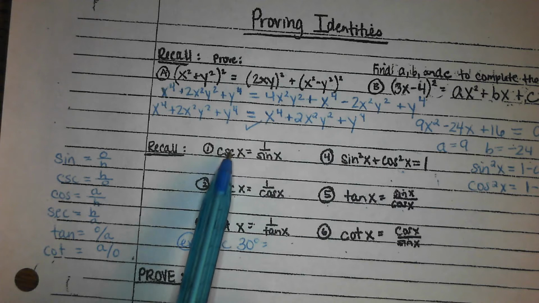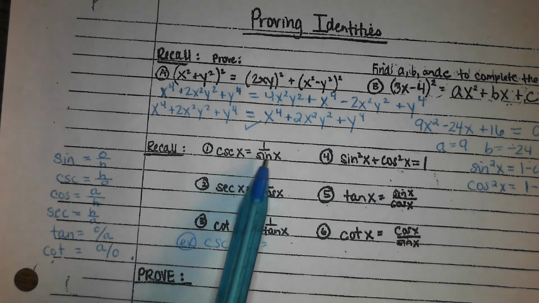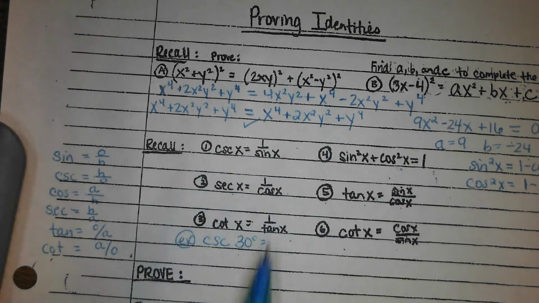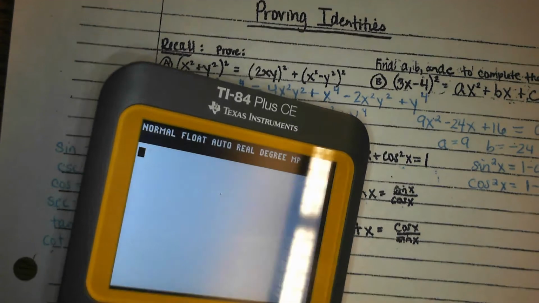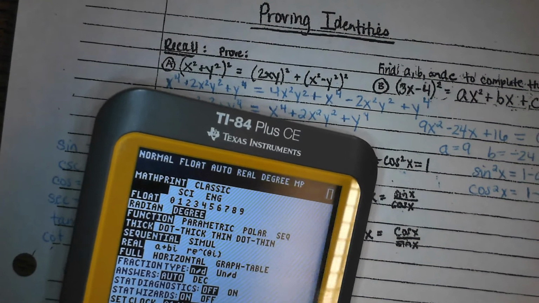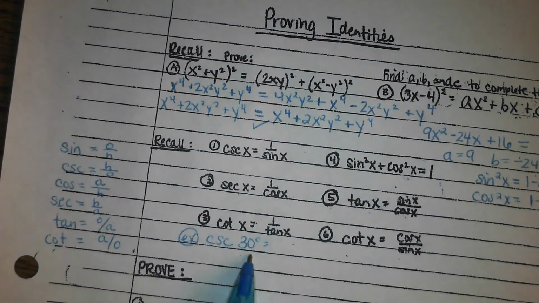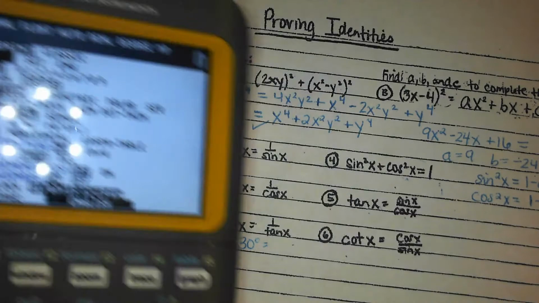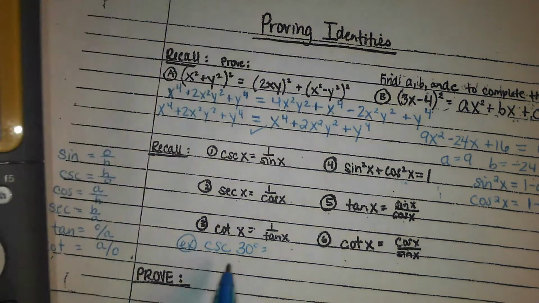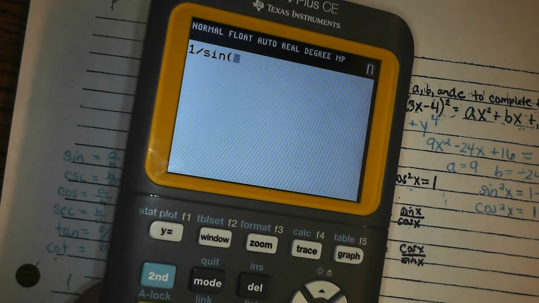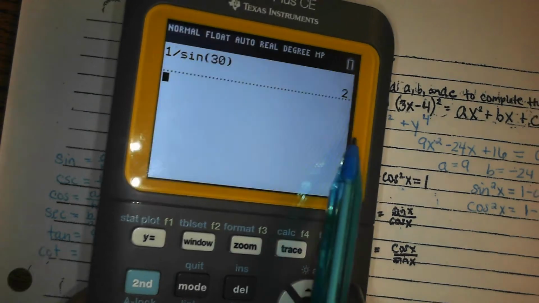Sine. So if I want to find the cosecant of 30, I have to type in 1 over the sine of 30. Now, what mode should I be in? Degree, because it's in degrees. So to find the cosecant of 30, make sure you're in degrees since that's in degrees, and you type in 1 over the sine of 30, which is 2.